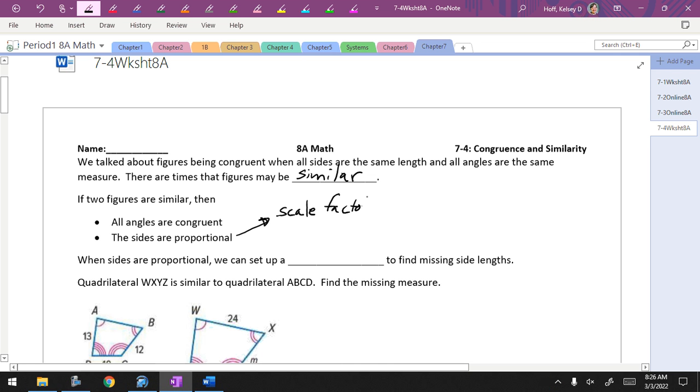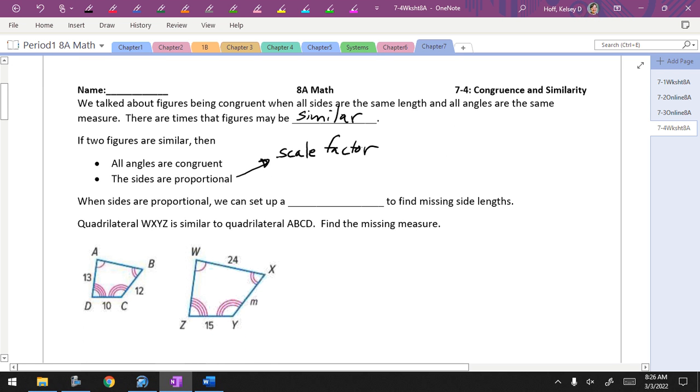Scale factor, okay? When sides are proportional, we can set up a... I don't know what word I was going for there, so we'll just cross it out.